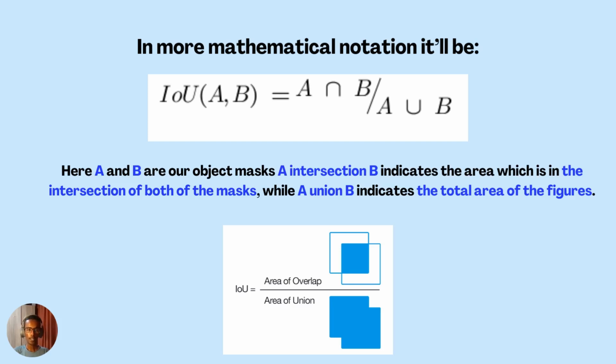According to the figure at the bottom, A and B are our object masks, and A intersection B is the overlap between these two boxes, and it indicates the area which is the intersection of both of the masks, and A union B indicates the total area of the figures. So the total area by combining the two boxes.